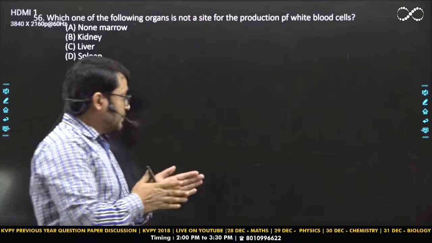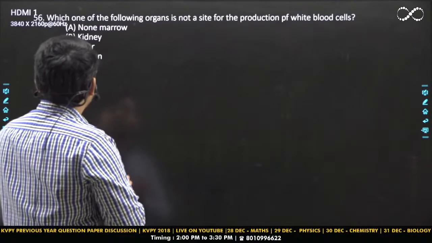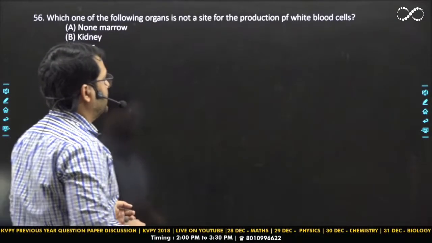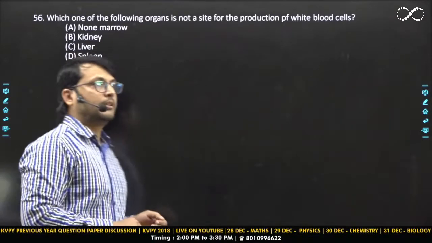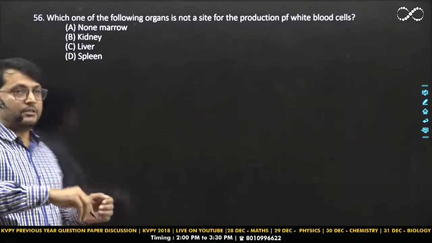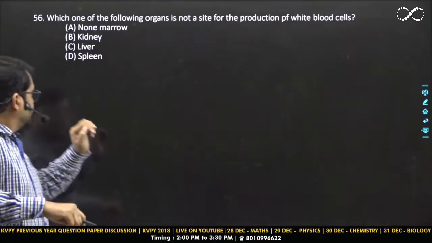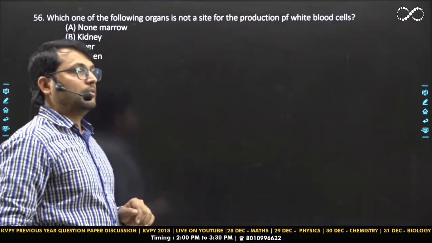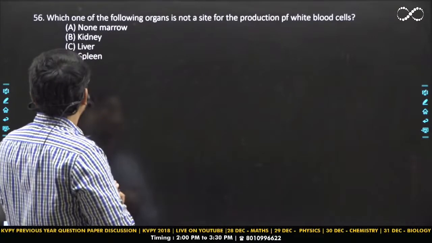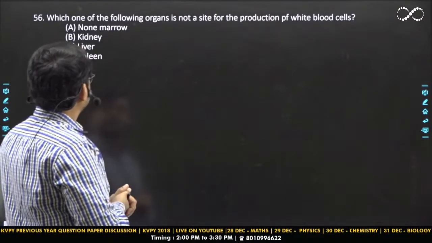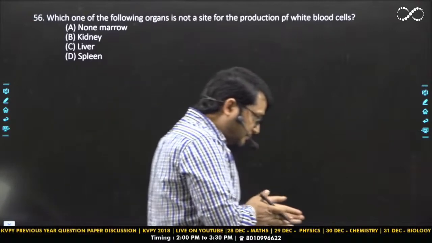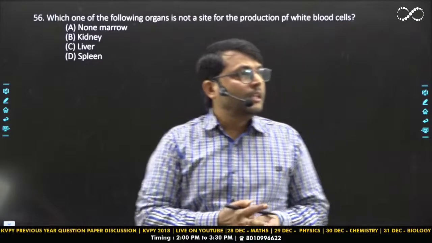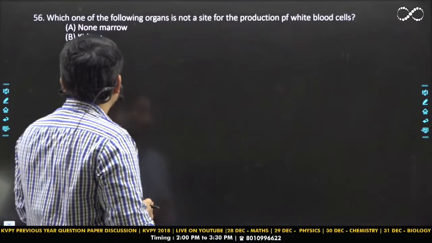Let's move on to question number 56. Now this question is, which one of the following organs is not a site for the production of white blood cells? Okay, what should be the correct option here? Now this is a tricky question. Which should be the correct option? Option B. Akhil saying option number B, that is kidney. Okay. Any other? Akhil, A is bone marrow. Yeah, A is bone marrow.